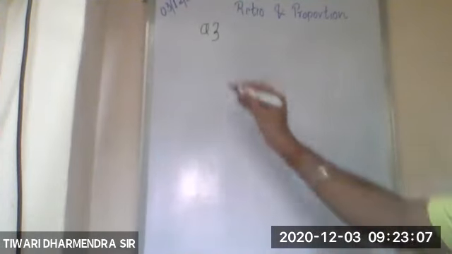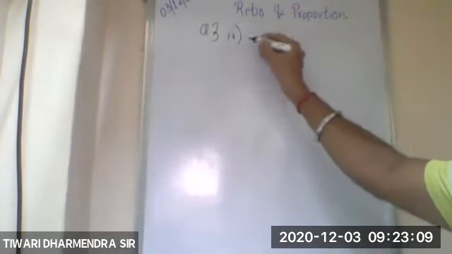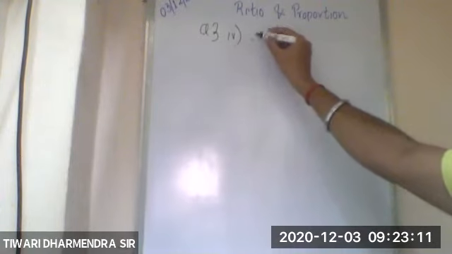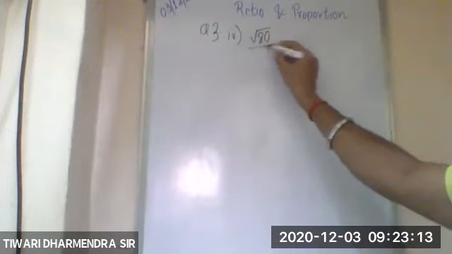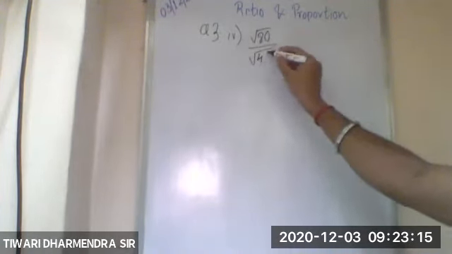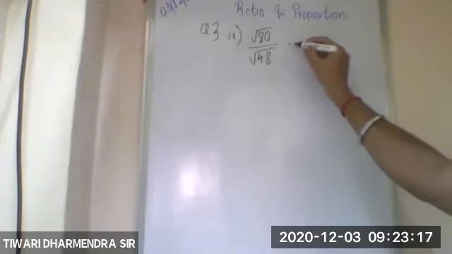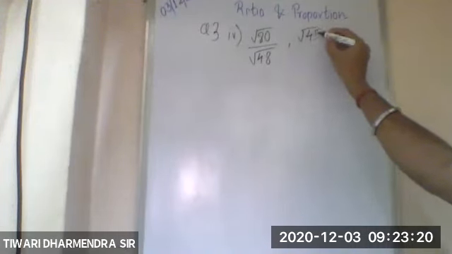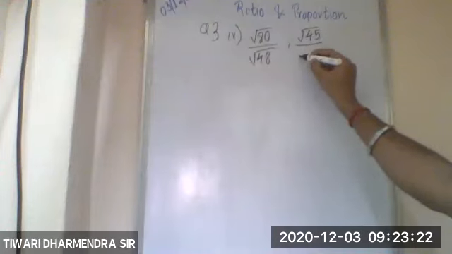What is given? They have given root of 80 upon root of 48, comma, root of 45 upon root of 27.